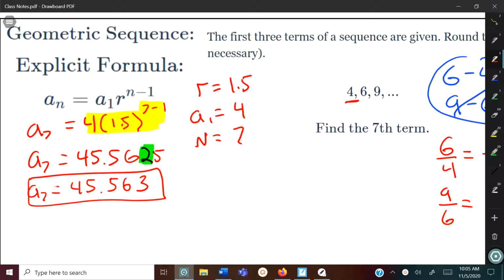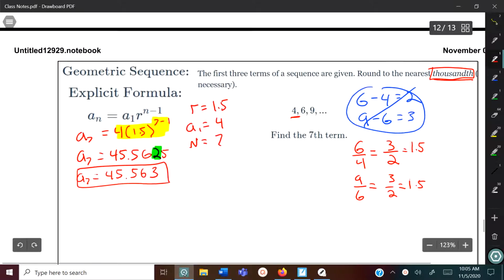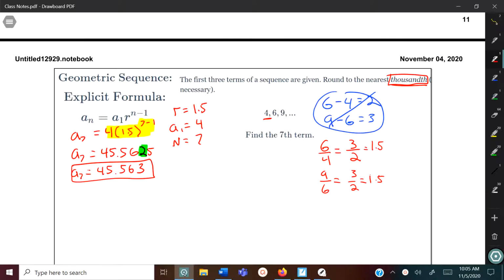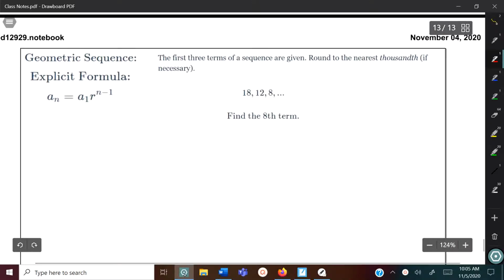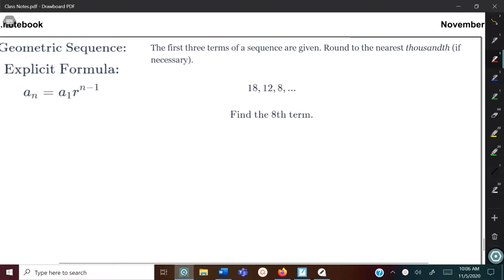Alright, let's take a look at another example. You could pause the video here and see if you can solve this one on your own. Alright, so let's take a look at this one.